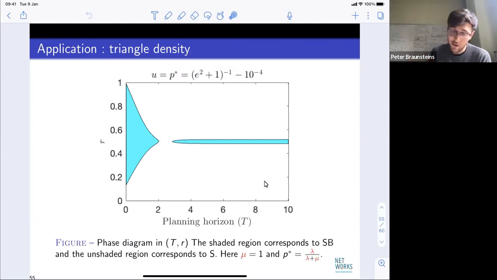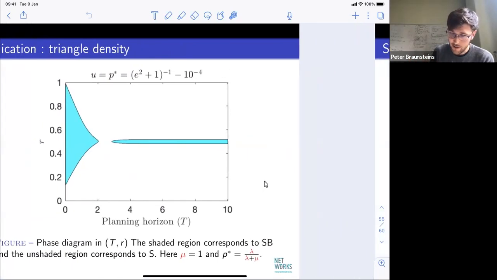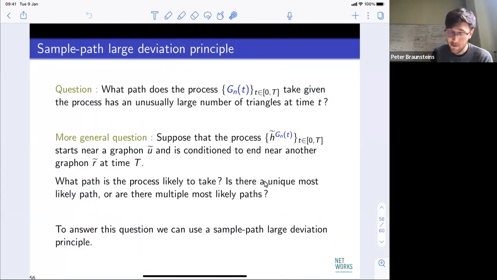There's one more thing that I'll just quickly get to before I finish that was again quite surprising. So now we've looked at the question, how unlikely is it to have an unusually large triangle density at time capital T? But we can also ask, what path do we take to that unusually large triangle density in the space of graphons? And we can ask a more general question.